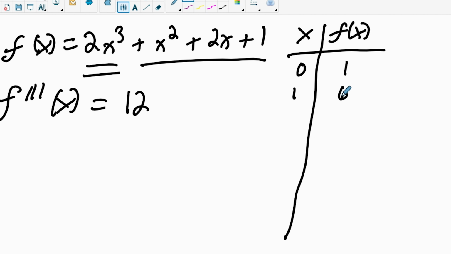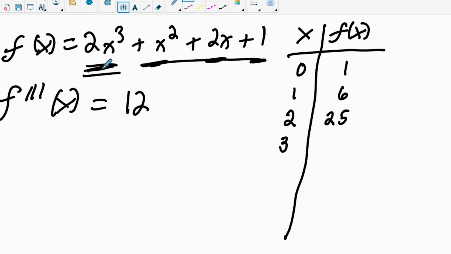And now the rest of these are going to be a little bit of work. So we're going to plug in 2. All right. So I'm right here. 2 cubed is 8. 8 times 2 is 16. All right, that's 16. Now I'm here. 2 squared is 4. 16 and 4 is 20. Now I'm here. 2 times 2 is 4. That's 24. And then plus 1 is 25. Okay, it's 25 there.